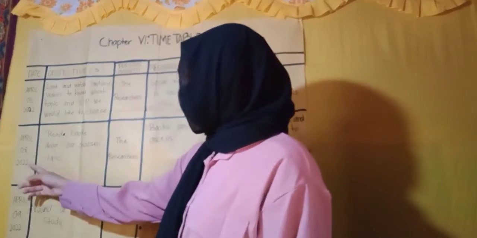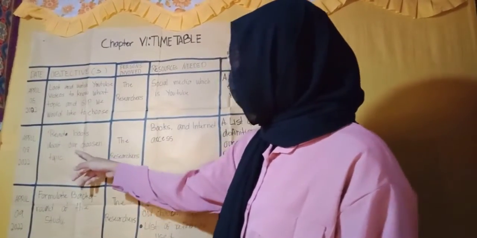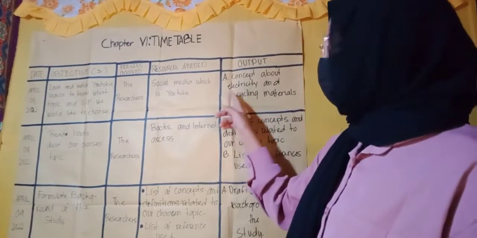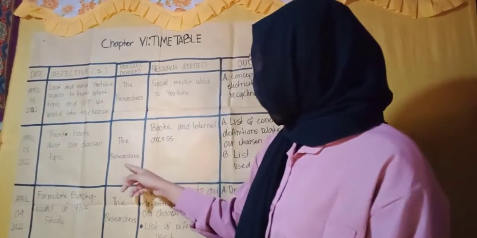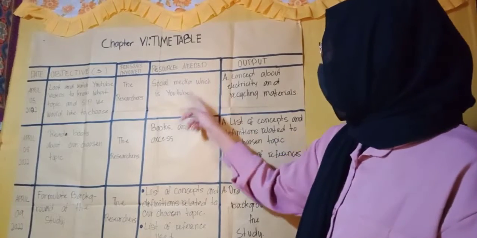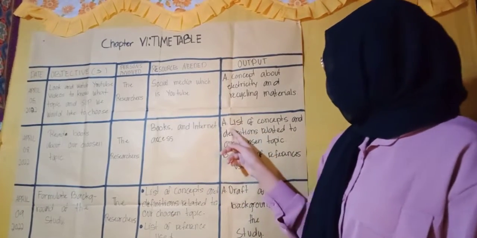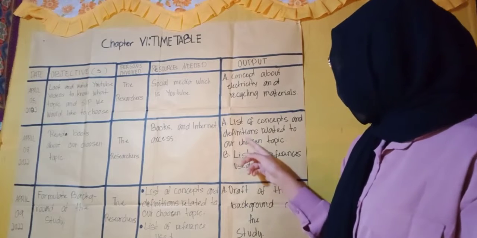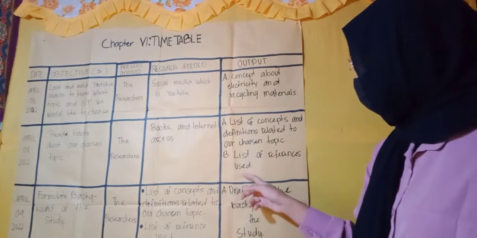On April 8, 2022, objectives: we read books about our chosen topic, which is about electricity and recycling materials. Persons involved are the researchers. The resources needed are books and internet access. The output are list of concepts and definitions related to our chosen topic and list of references used.